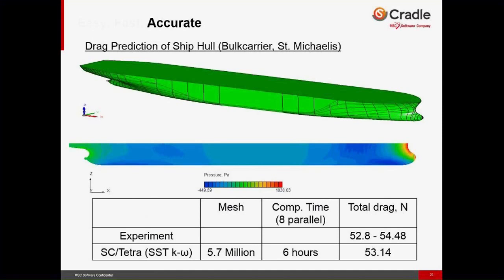Another example is the ship hull. The drag of the ship hull is pretty crucial, so a lot of ship manufacturers try to predict and optimize the design of the ship hull. Experimental results show somewhere between 52.8 and 54.48 newtons, and using SCTetra, we predicted 53.14, so it's right in the middle.